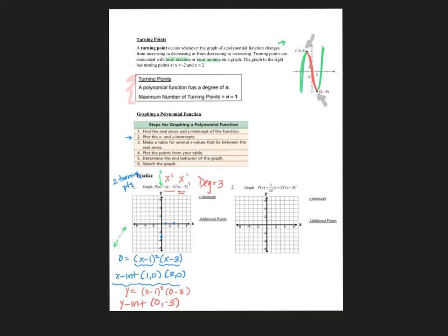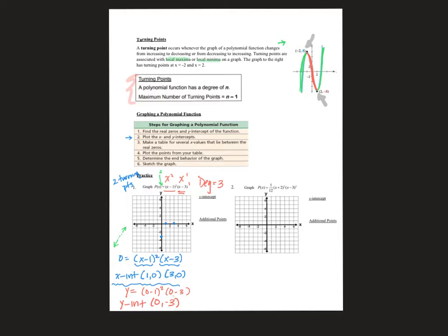Okay, so from there, now I'm at step 4. Plot the points from your table. Oops, step 3. Make a table for several x values that lie between the real zeros. So again, you're asked to graph. A graph is supposed to be specific. A sketch is kind of lazy. You're focusing on those key characteristics.